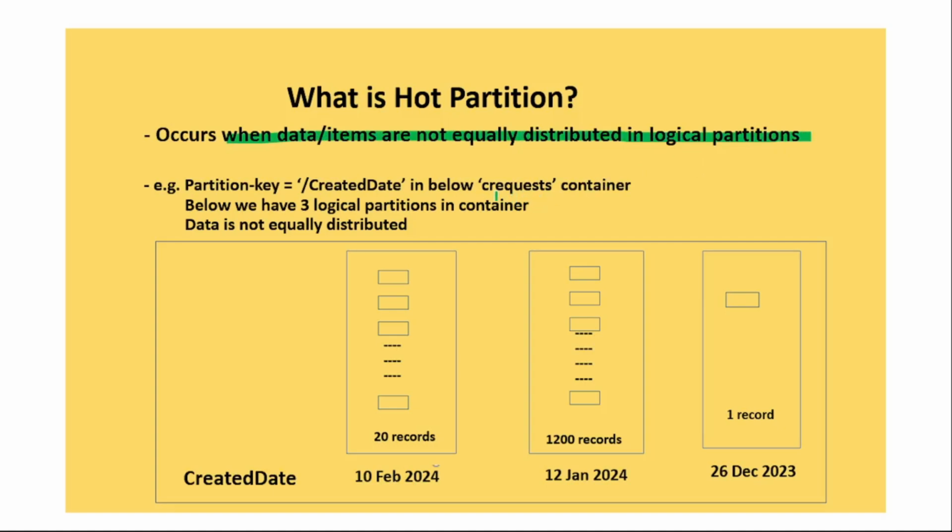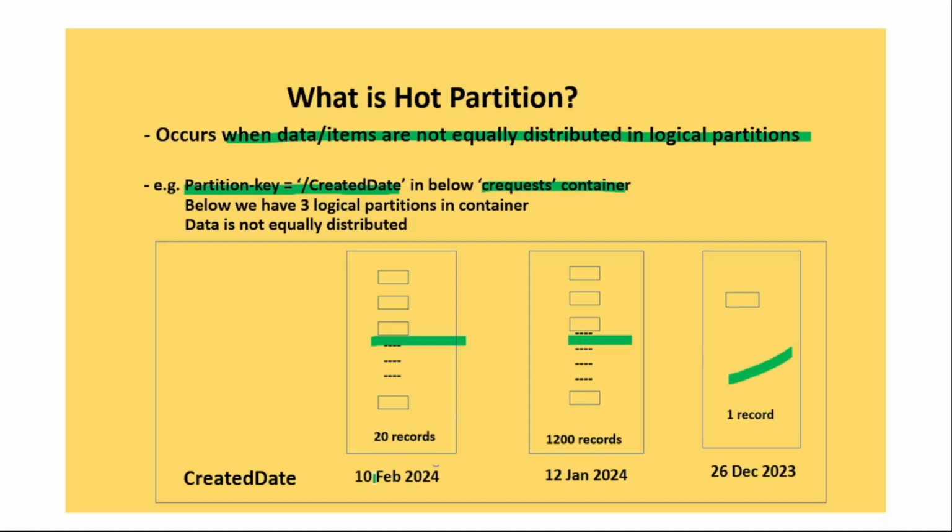Imagine we have this container, the C request container, and it contains the information of requests submitted by the users of our organization, and we have selected the partition key as created date. In the diagram below, it shows our container, and it has three logical partitions: logical partition 1, logical partition 2, and this is logical partition 3.